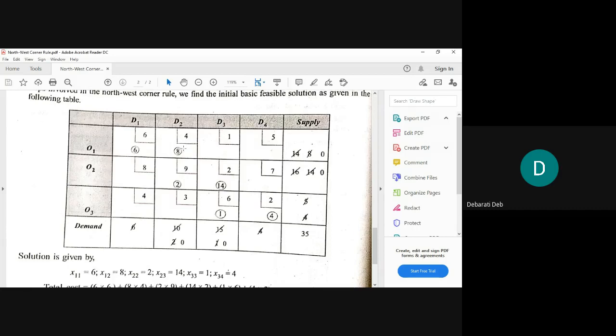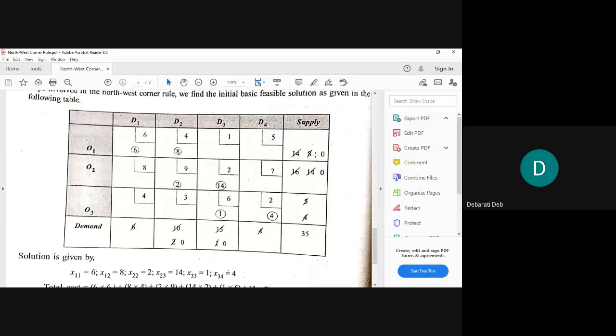Now at O1, D2, we will have to check what are the column total and the row total corresponding to this box. The column total is 10. The original number is 10. But the row total is now 8, because out of 14, 6 has been exhausted in the previous box, and we are left with 8 now. Okay.